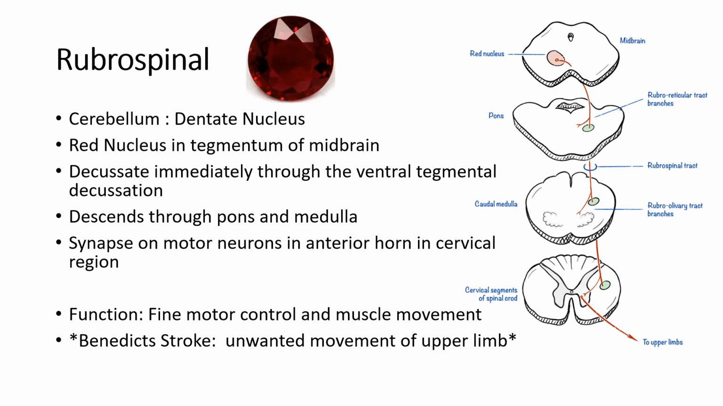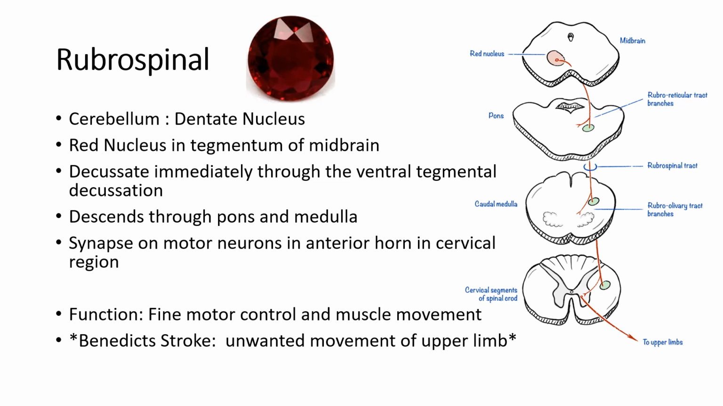Descends through the pons and the medulla, synapses on the alpha motor neurons, so Rexed 9 in the anterior horn of the cervical region, and this function is fine motor control and muscle movement. And when this area undergoes a stroke, when this is affected, that's part of what we call a Benedikt's stroke, an unwanted movement of the upper limb.